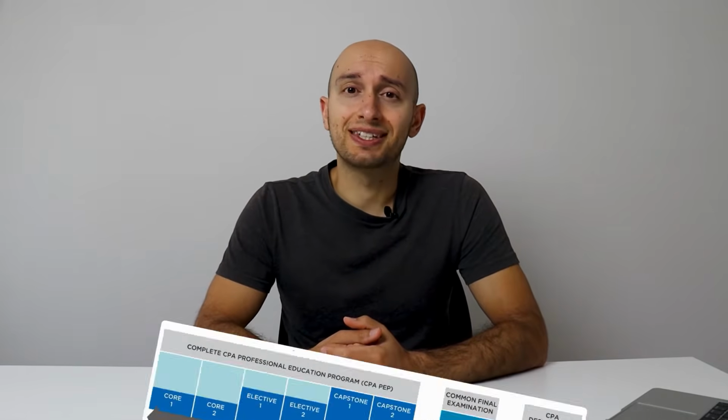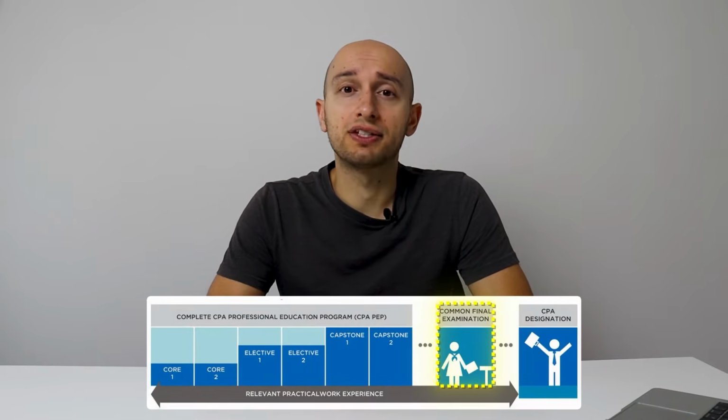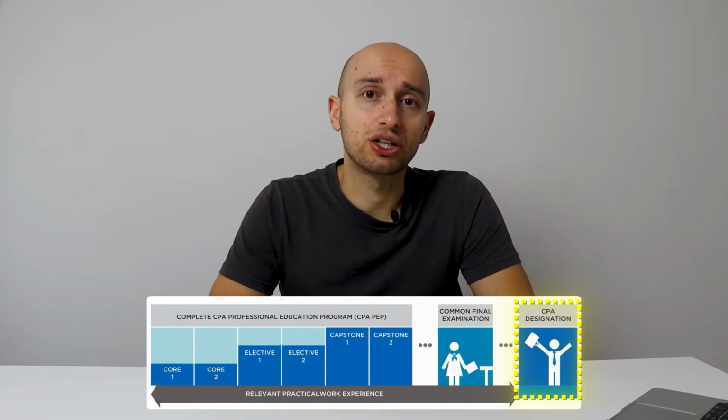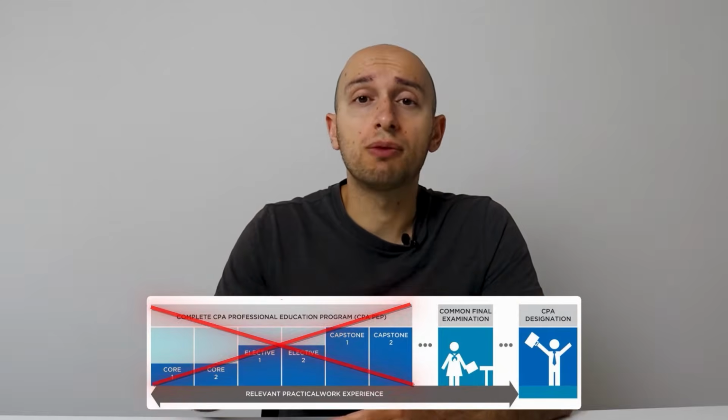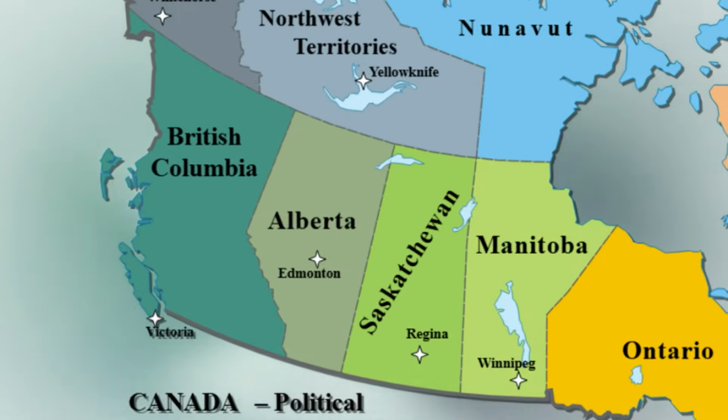Before this MOU, ICAN members were expected to go through 6 modules before writing the final CPA exam and getting the CPA designation. Now that's no longer required. You can jump to the common final exam, which we call CFE. Once you pass this CFE exam, you'll get your Canadian CPA and all the amazing benefits that come with it. The CFE is exactly the same in all provinces. It doesn't matter if you're writing in Ontario, BC, Alberta, or any other province, it is the same exact exam.